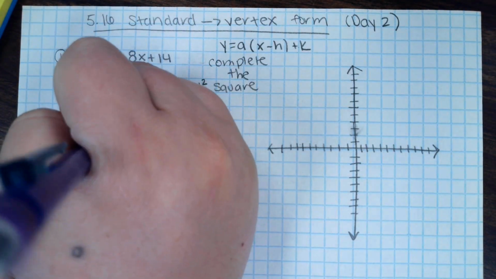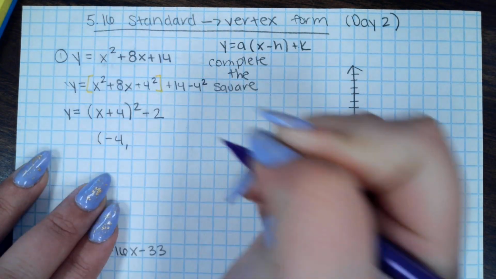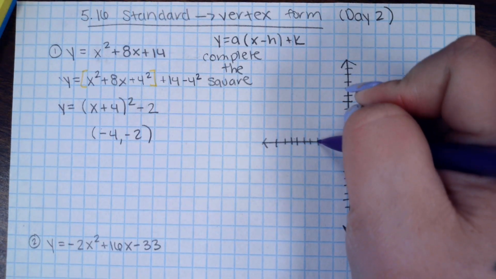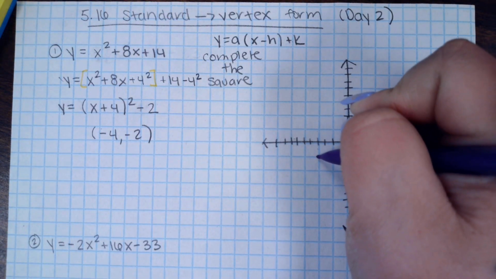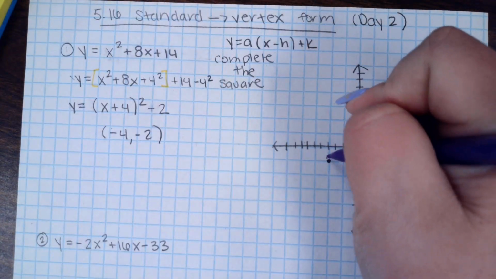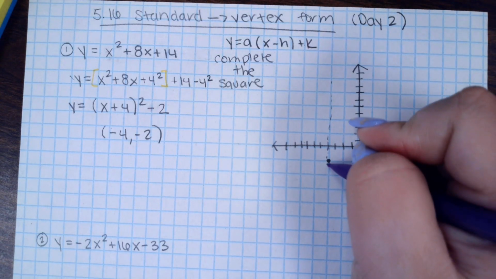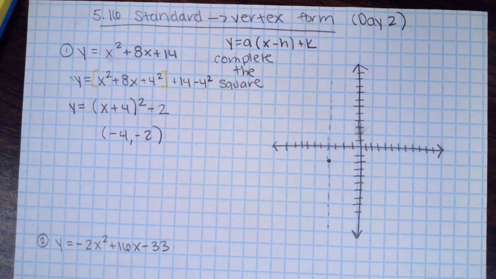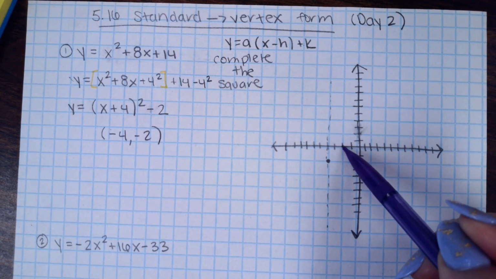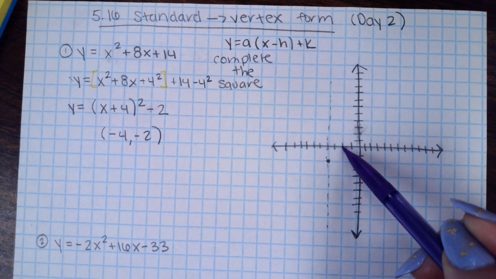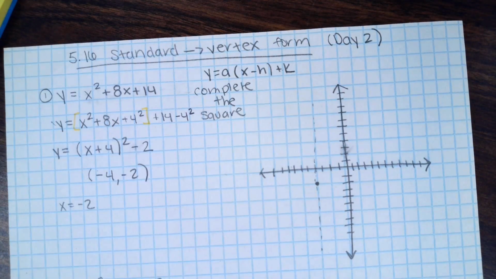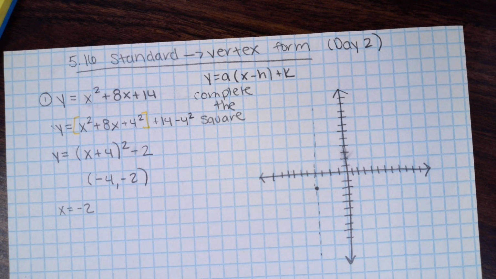So our vertex is going to be negative 4, negative 2. Then we count 1, 2, 3, 4 and 1, 2. Let's draw in our axis of symmetry. Let's choose a point and plug it in. So negative 1, no, negative 2. That's pretty close, right? So if x is negative 2, let's find out what y is.